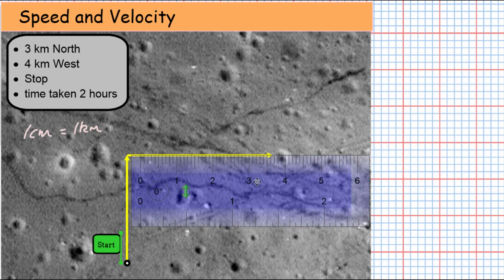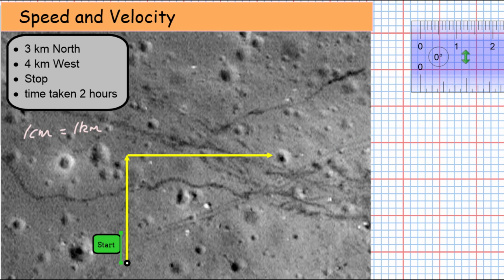So we can take our ruler away right now. We can fill in our values. We have gone 3 kilometres north, our first displacement vector, and we've gone 4 kilometres to the west for our next vector. And that's where we stop. So we put our finishing flag just before that little crater there. So the resultant displacement is going to be a direct line from the start to the finish.